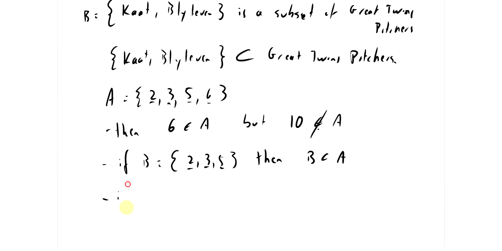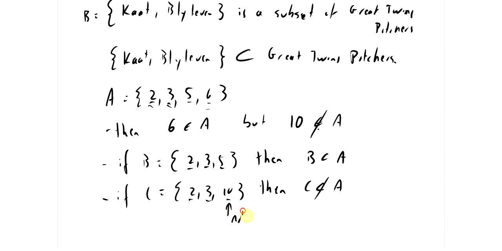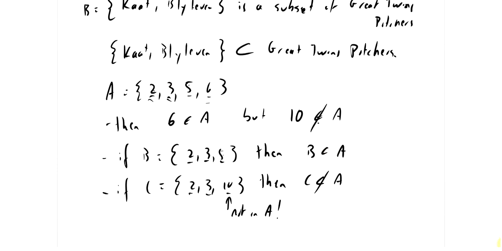If we set C equal to the set 2, 3, 10, then C is not a subset of A. 2, that's in A. 3, that's in A. 10, not in A. Right? And so if a set has even one thing that's not in the other set, then it can't be a subset, because they differ somehow. So a subset is just a sublist, right? A collection of some of the things in A, but not necessarily all of them. And the symbol for that is a little subset symbol. It's a C that goes sort of sideways. Okay.